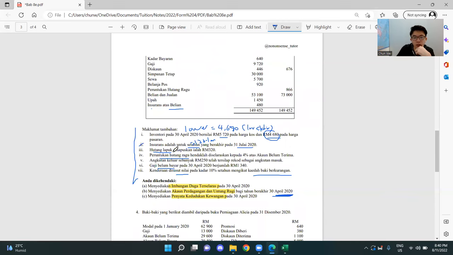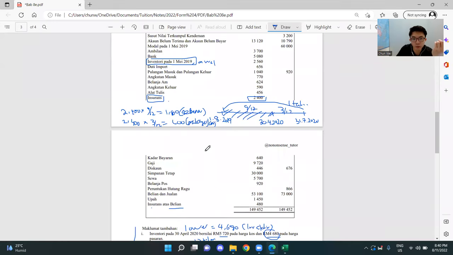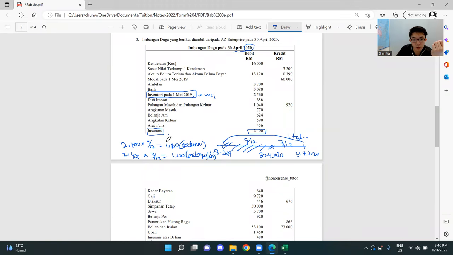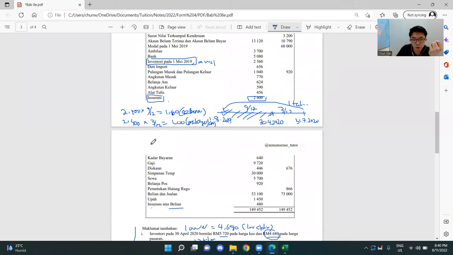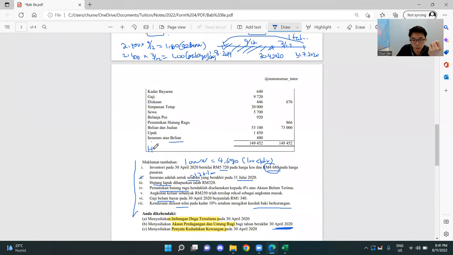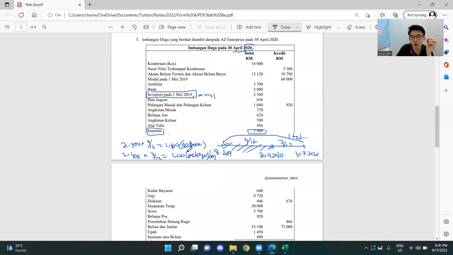Now, the third one. Hutang lapuk dihapus ialah 320. Meaning we have a hutang lapuk. Right. So is there any hutang lapuk written here? Is there any other hutang lapuk in the imbangan duga? No. Right now, if there is no hutang lapuk here, what we're going to do is you write another hutang lapuk to remind yourself that there is a hutang lapuk. Lapuk, 320 ringgit. And what I told you is, when you have a hutang lapuk in the maklumat tambahan, you have to minus it out from your account belum terima. So account belum terima 13120, you minus 320. That's it. And minus from here.